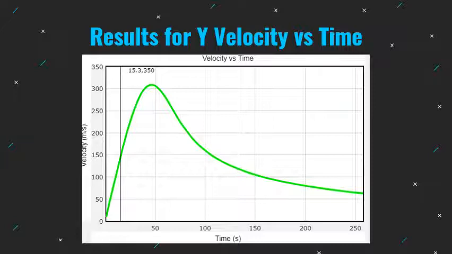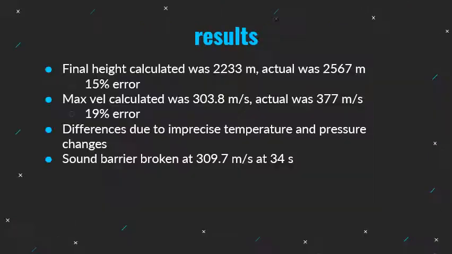You can see his velocity increases quickly until about the 40-second mark, and then it decreases quickly, and it continues to decrease until he lands. This is because of differences in temperature and air density. And so here's my results.